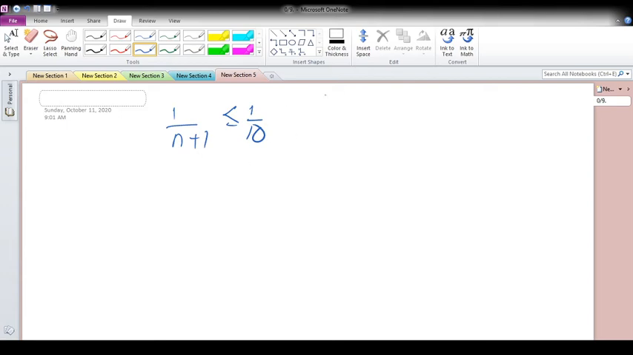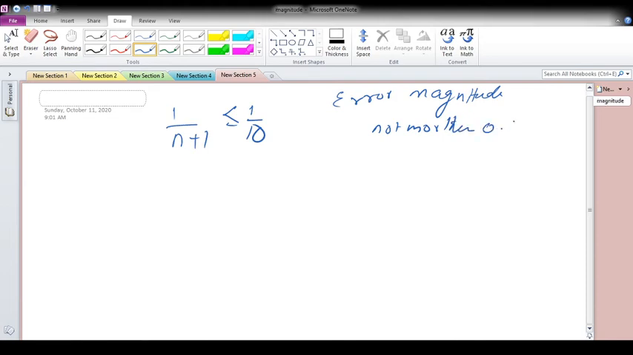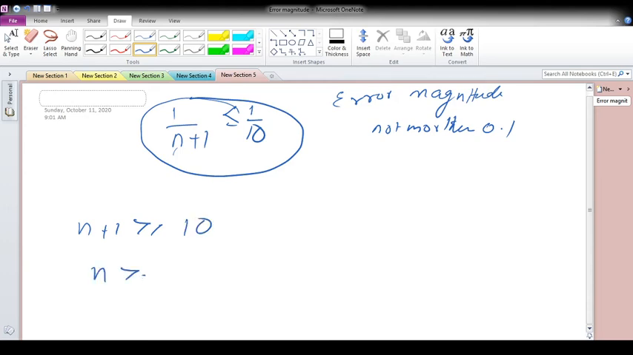Error of magnitude not more than 0.1. So error of magnitude is 1/(n+1), that is less than or equal to 1/10. So n+1 is greater than or equal to 10. So this implies n is greater than or equal to 9. So we can take the error magnitude less than or equal to 1/10 is S9.